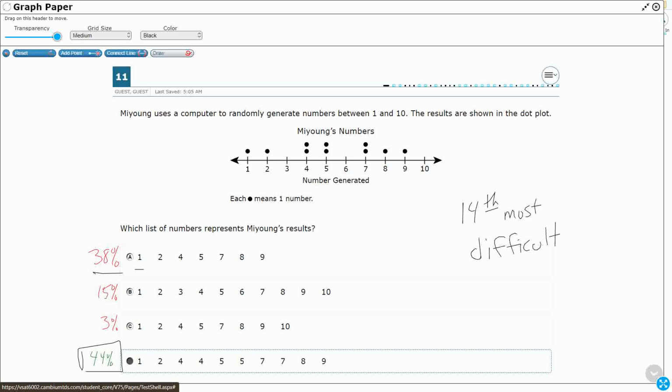So I've got a 1, a 2, no 3, a 4 and a 5, no 6, 7, 8, 9, and then no 10. So rather than looking at how many dots were above each one, they simply looked at which numbers were represented. Then, of course, 15% of them still just chose all 10 numbers on the bottom, regardless of whether or not they had a dot above them.